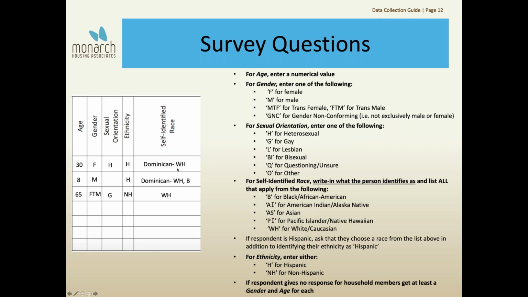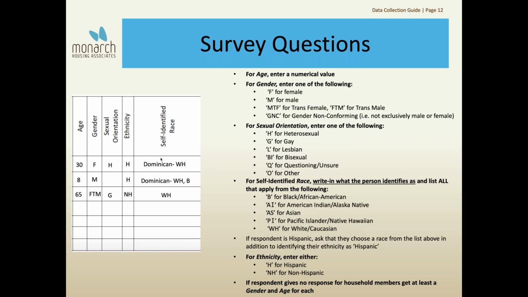For self-identified race, you're going to write in what the person identifies as. So if the person says to you, I'm Dominican, you would write in Dominican. And then we also ask that you select from the following, and again, this is on your abbreviations guide. You would write in B for Black, African American, AI for American Indian, AS for Asian, PI for Pacific Islander or Native Hawaiian, and WH for White or Caucasian.